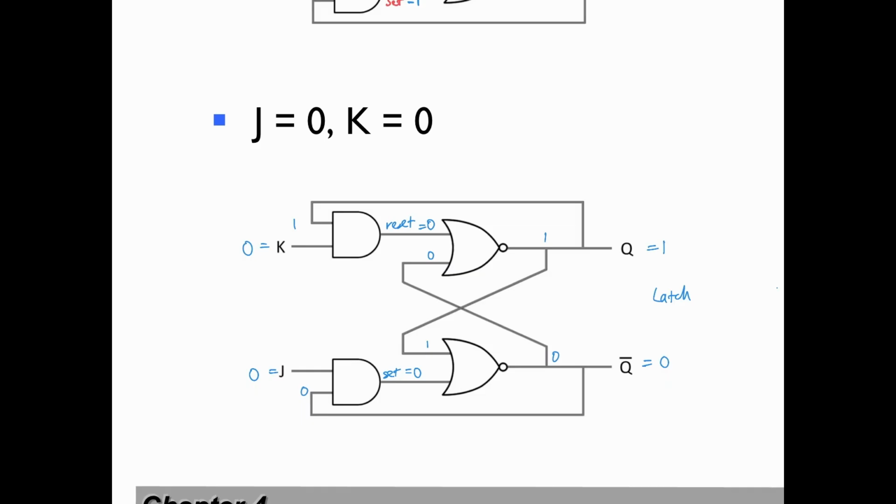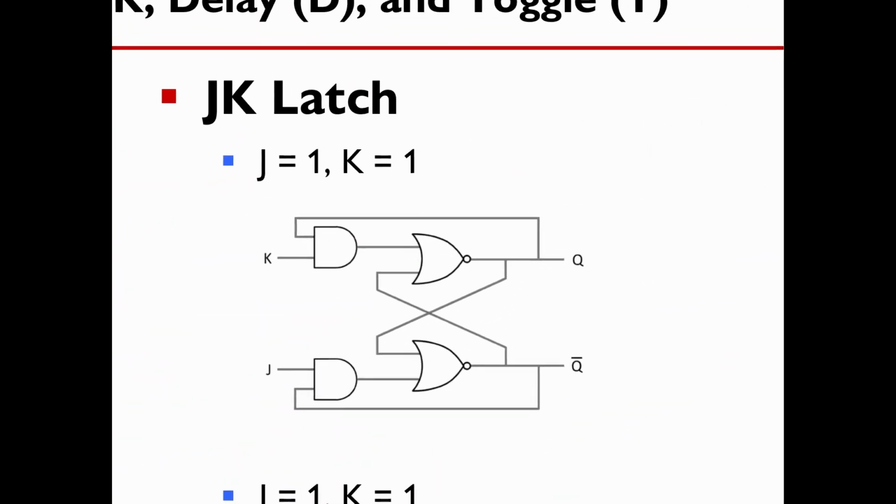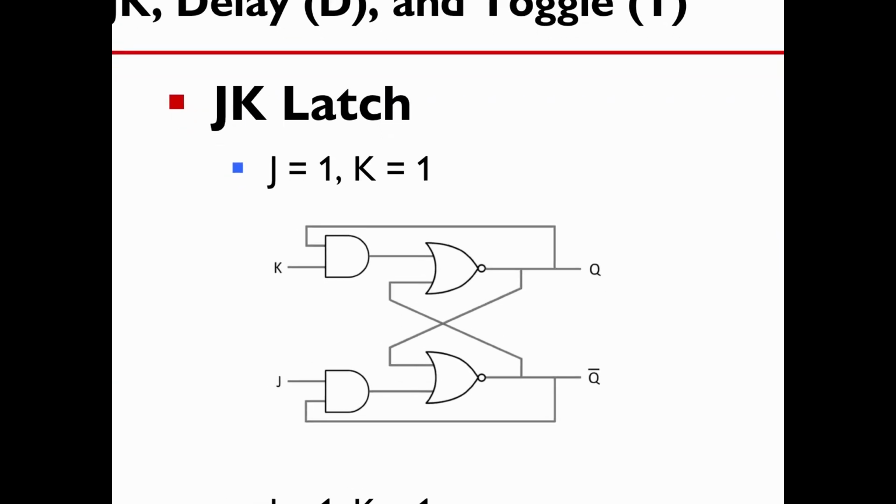But the moment when you have J equals 1 and K equals 1, if you still recall, the SR latch will give me both outputs to be 0, and then the next state will not be able to be determined, and that is going to be a problem. So we are going to look at the J equals 1, K equals 1 situation for a JK latch, and let's see whether it solves the problem of the output being indeterminate for the SR latch. Remembering that we had Q equals 1 and Q bar equals 0.